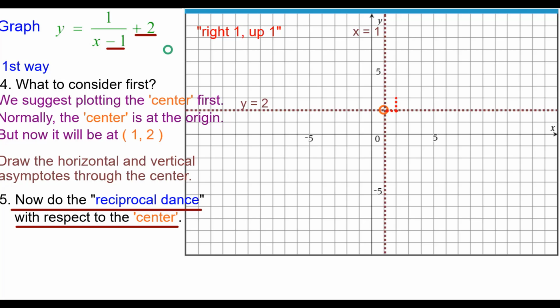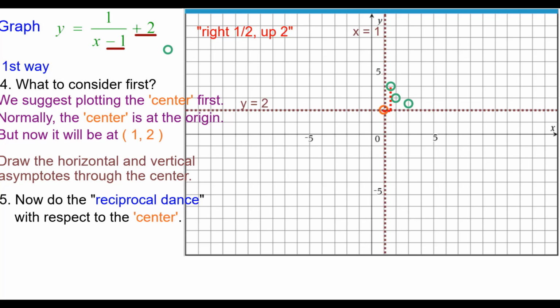Normally we go right 1, up 1. And that's what we'll do here as well. Right 2, up a half, and that's what we'll do. And right a half, up 2. So those are the 3 in the so-called new first quadrant.